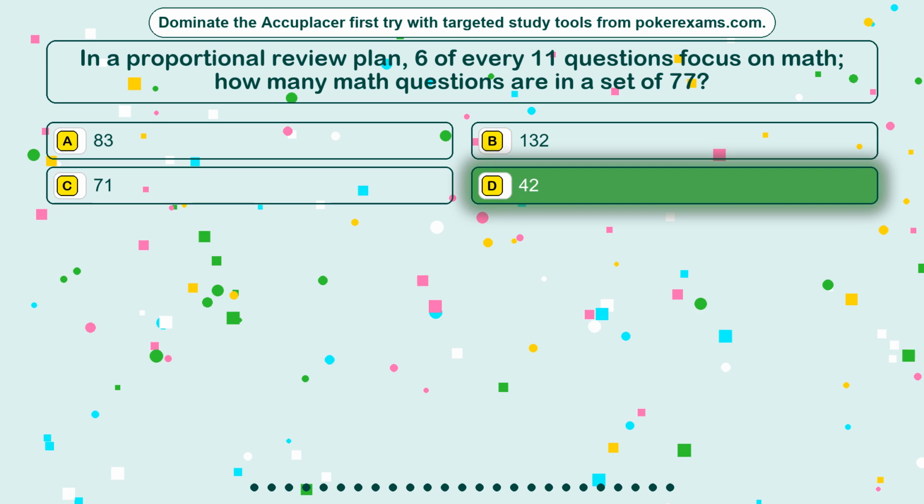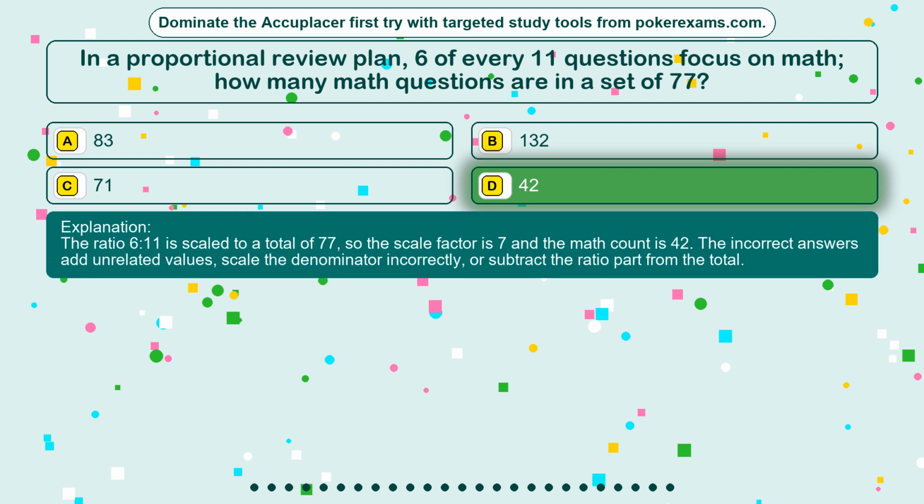The correct answer is option D, 42. The ratio 6:11 is scaled to a total of 77, so the scale factor is 7 and the math count is 42. The incorrect answers use unrelated values, scale the denominator incorrectly, or subtract the ratio part from the total.